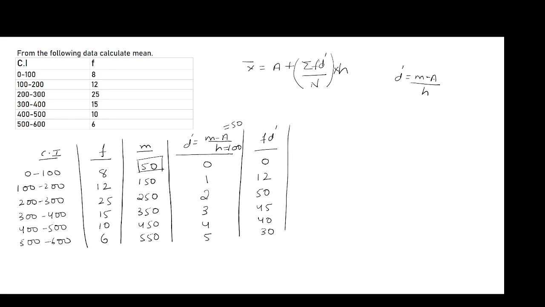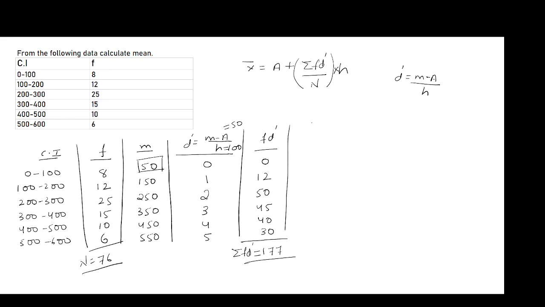Now as per the formula I need the total. So take the total of these f d dash values, and we will get summation f d dash. So 0 plus 12 plus 50 plus 45 plus 40 plus 30, and the total is 177. So summation f d dash is 177. Now n we already know, the total of frequency, 76.